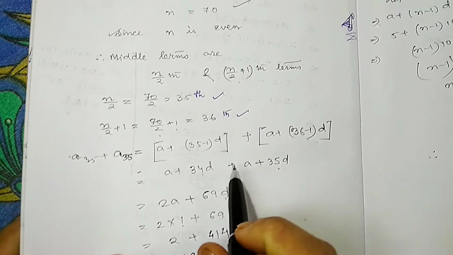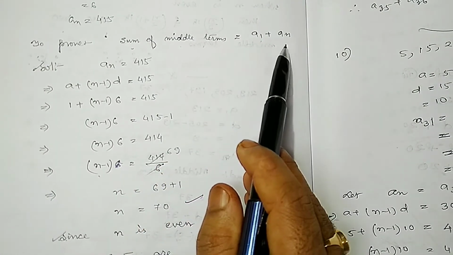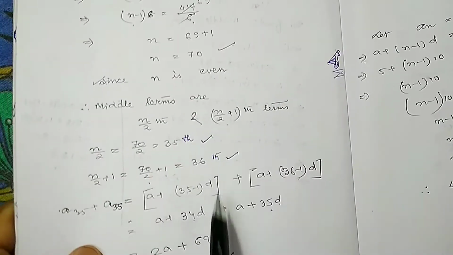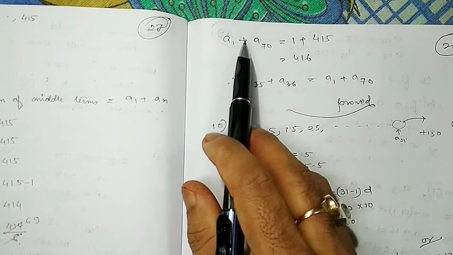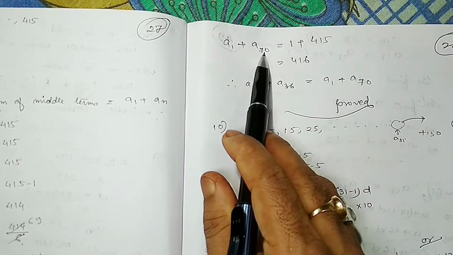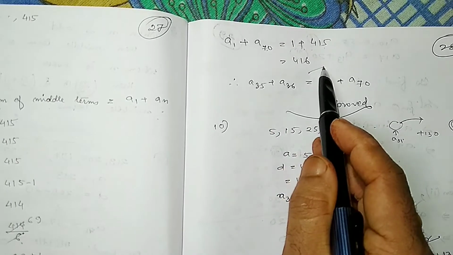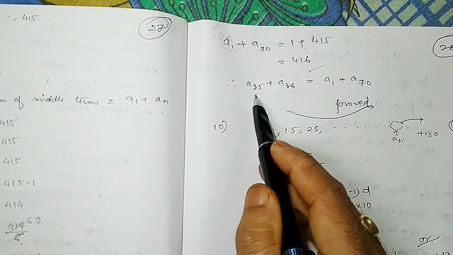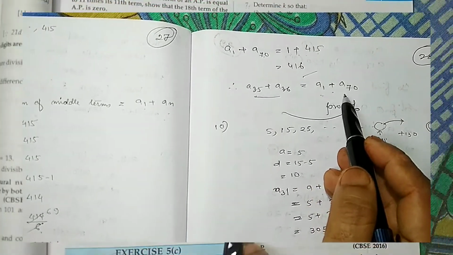Now, in the question it is given, we have to prove that the sum of the middle terms is first term plus last term. Already we got the sum of the middle terms is 416. Now, if I calculate first term and last term, I am going to get 1 plus 415, that is 416. So, the sum of middle terms is equal to the sum of the first term and the last term.